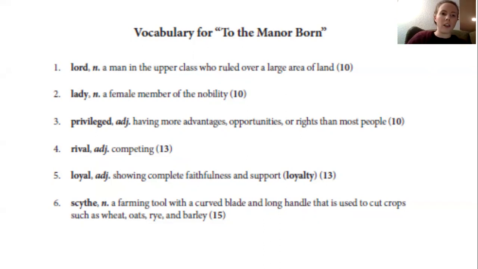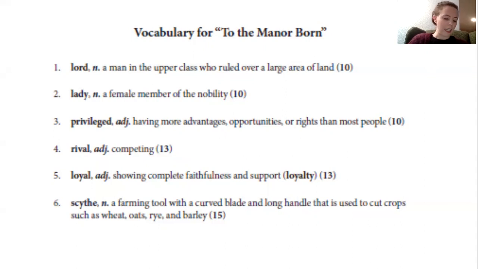And then the definition is a man in the upper class who ruled over a large area of land. All right. Move on to the next word.